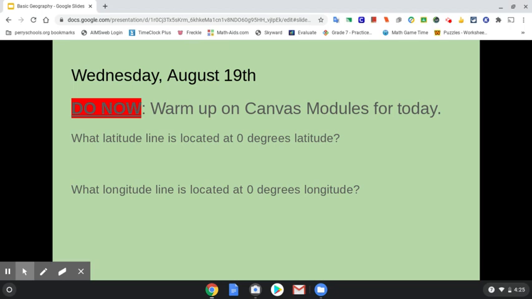What latitude line is located at 0 degrees latitude? That would be the equator. What longitude line is located at 0 degrees longitude? That would be the prime meridian. So check your answers if you need to. Go back, change them if you want. But it should be equator and prime meridian.